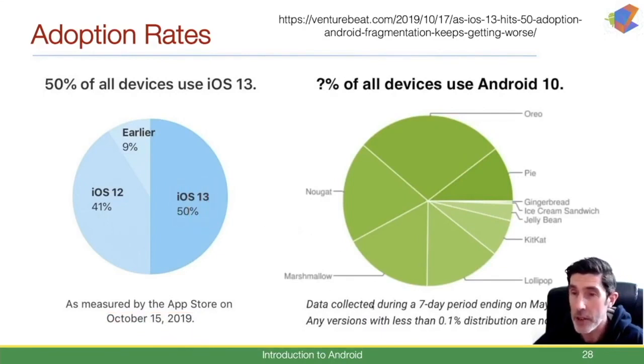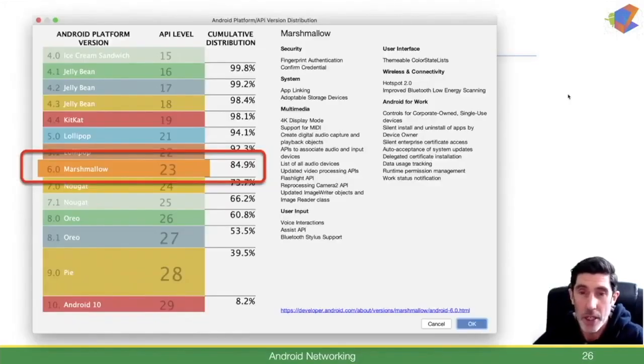Over here, look at their percentage. Android Pie, very small. We even saw it ourselves if we compare Android 10, if we just go back a couple of slides. There's our Android 10.